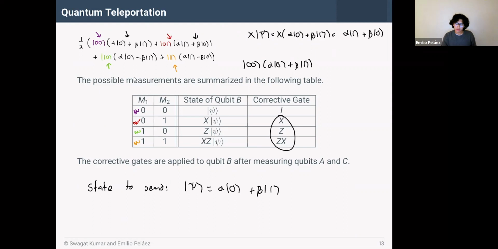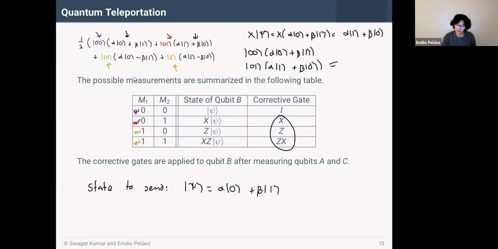But take a look at when we measure 0, 1. When we measure 0, 1, all the three other elements just disappear, and we collapse to the wave function with 0, 1 on the first two qubits, and we get alpha 1 plus beta 0. And here, we do not have the state we wanted to send.